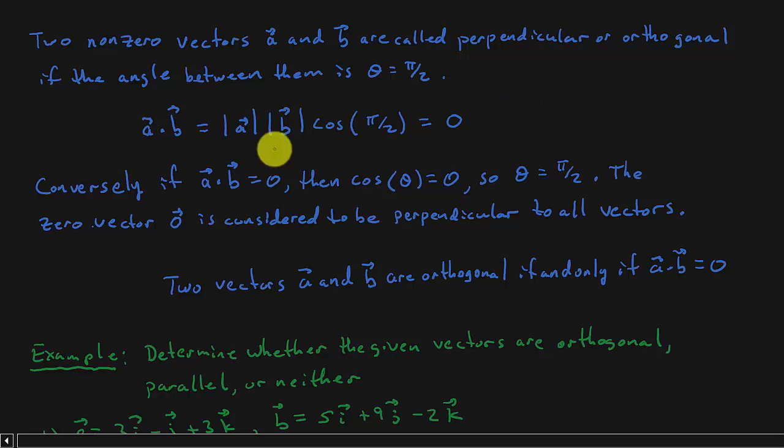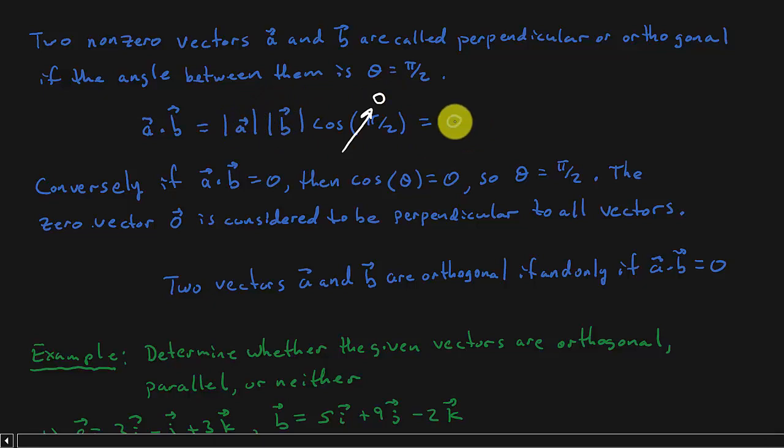So let's plug that into the formula for the dot product that we had up there earlier. It doesn't matter what the magnitudes of A and B are. Just know that A dot B is the magnitude of A times the magnitude of B times the cosine of pi over 2. Well, what's the cosine of pi over 2? It's 0. So 0 times this, it doesn't matter what it is, is 0.